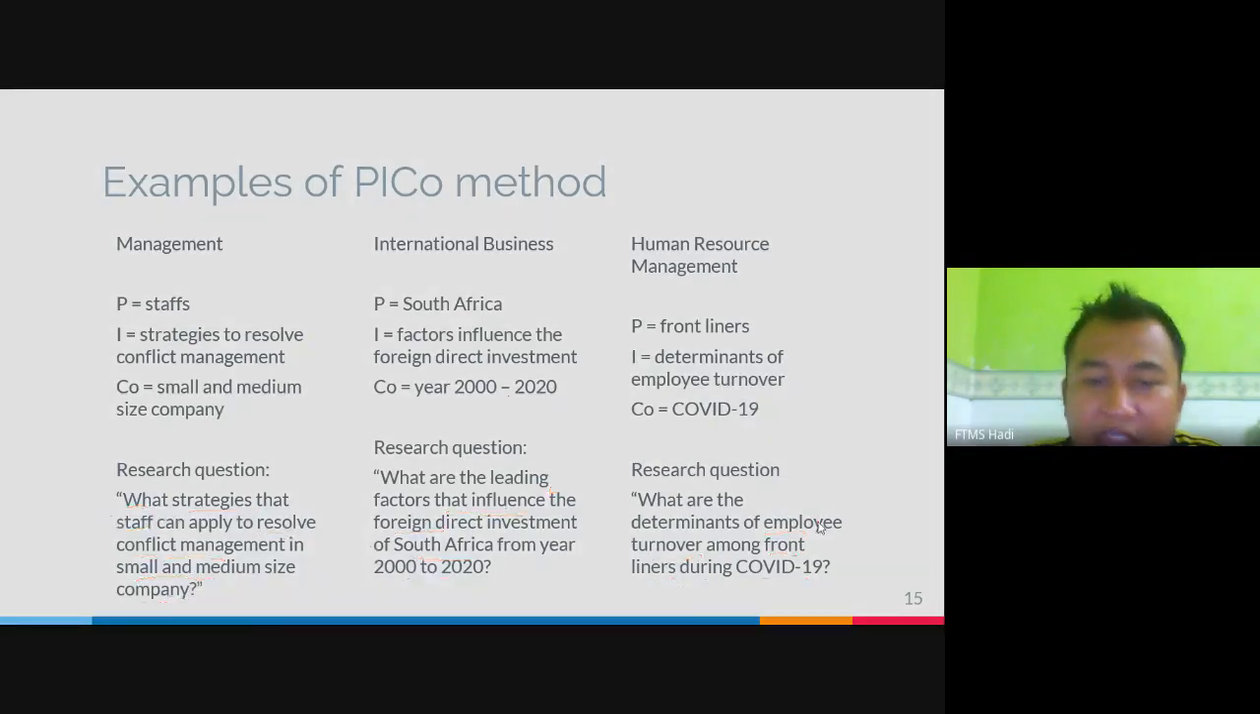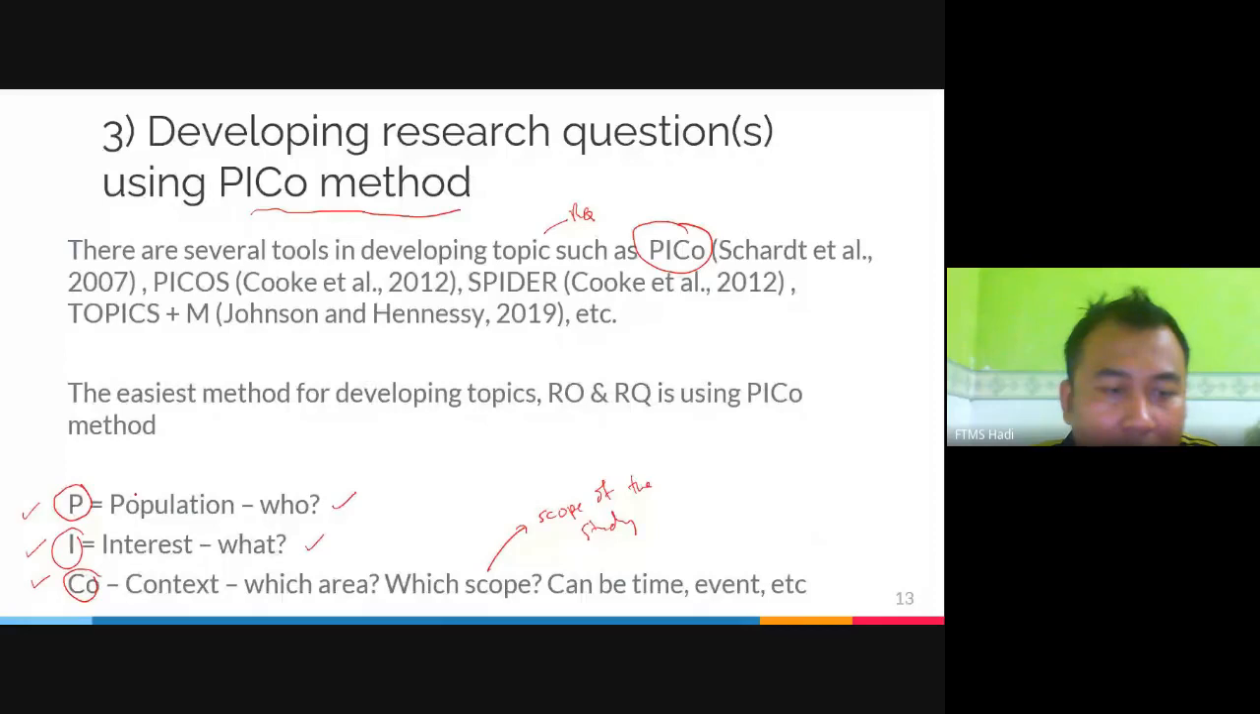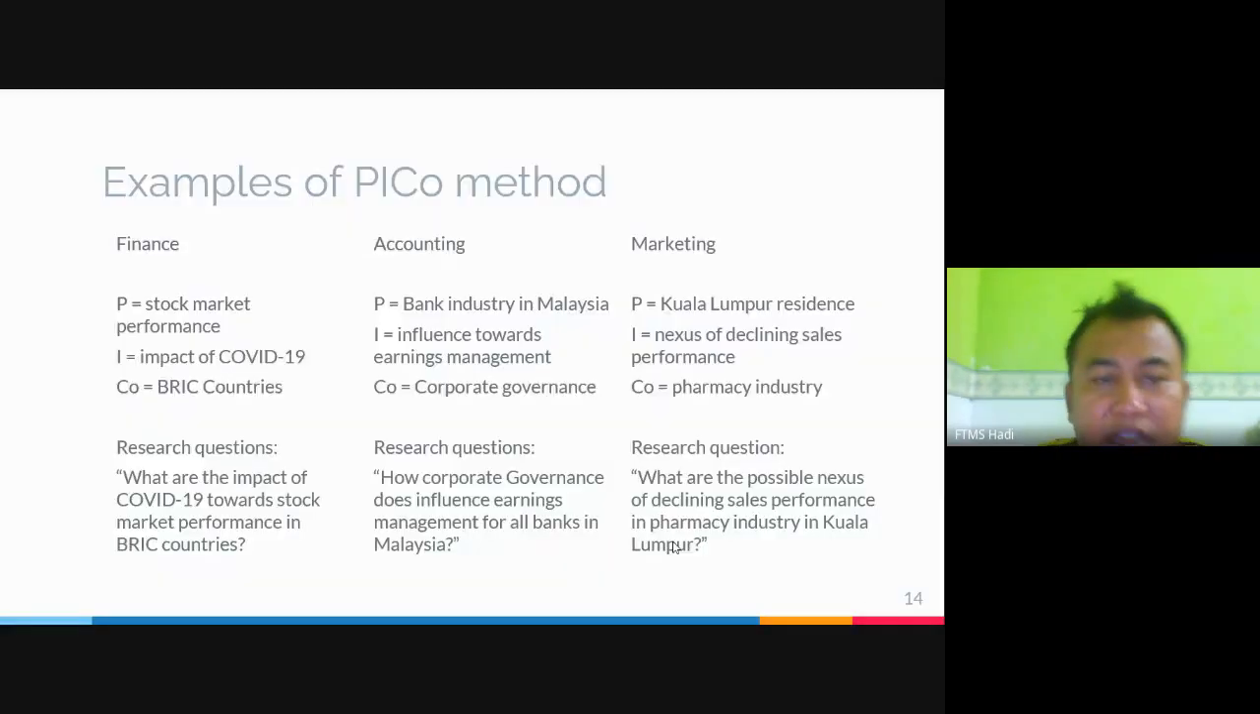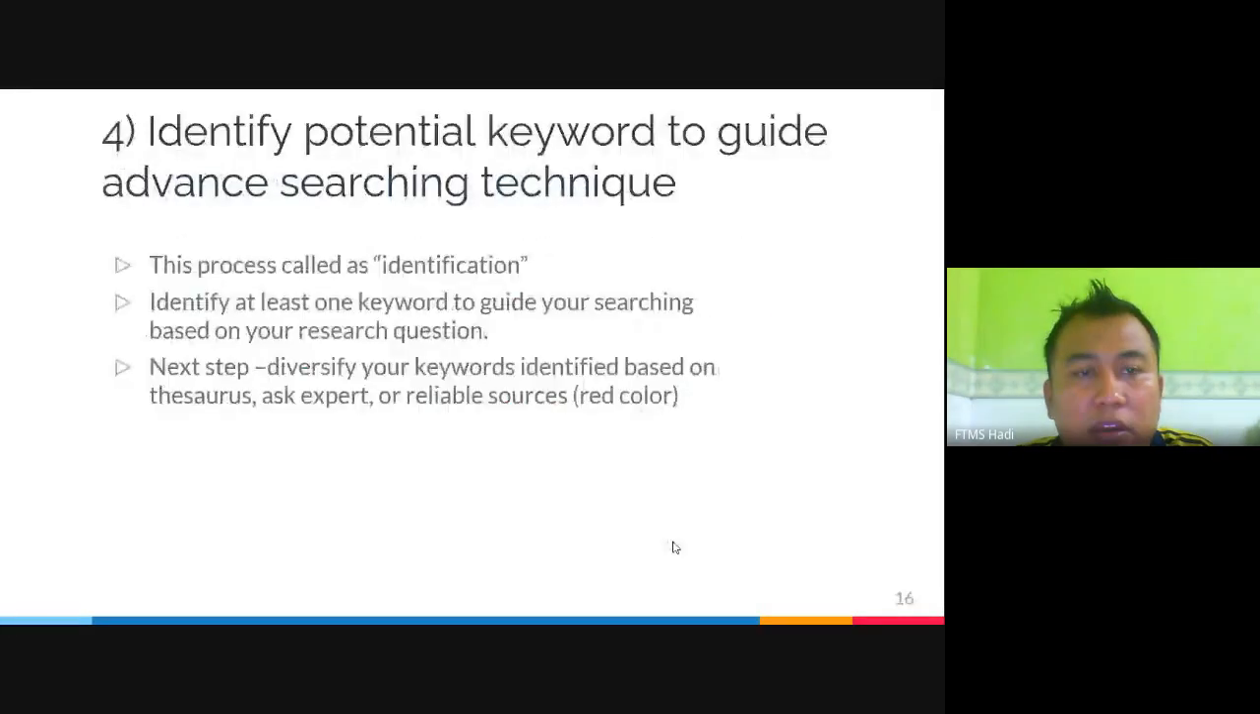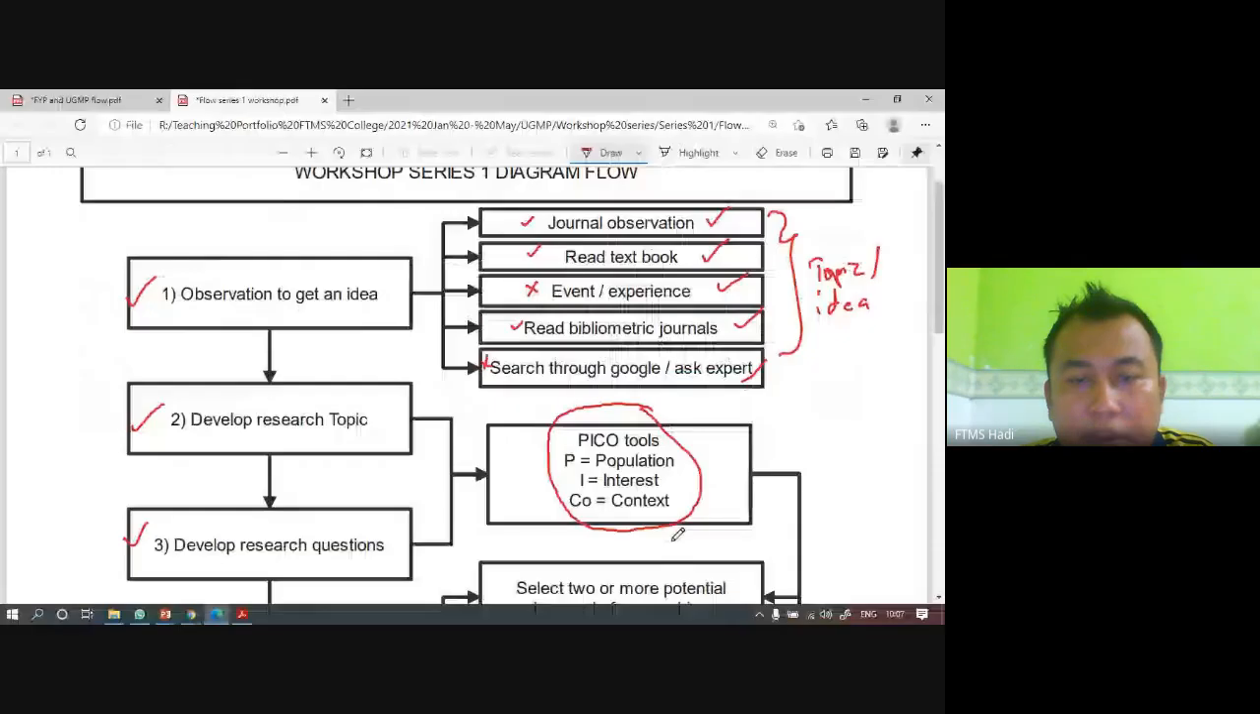So at the end of the day, P is who do you want to analyze? I, what do you want to analyze? And then CO, what scope do you want to cover? Can be time, can be event, and so on. So we are done with this one. Develop research topic. Okay, it's a working topic. Research question also is done as well.